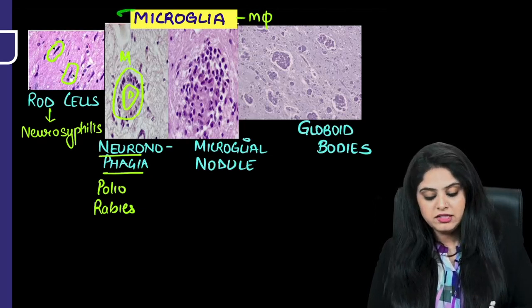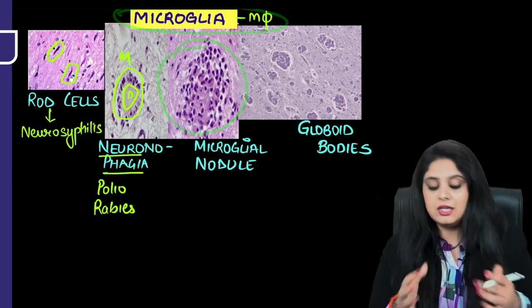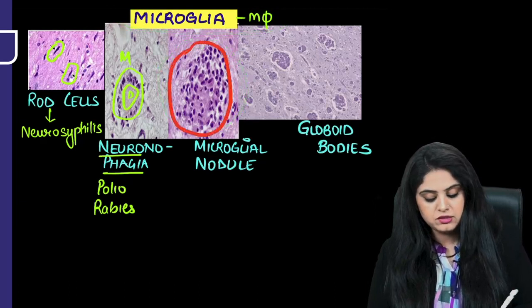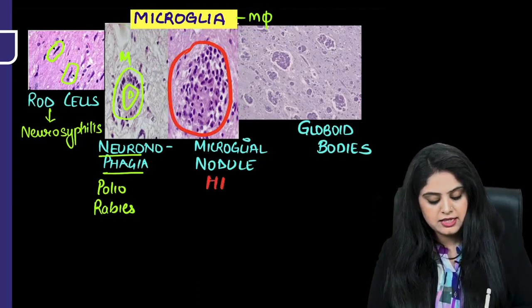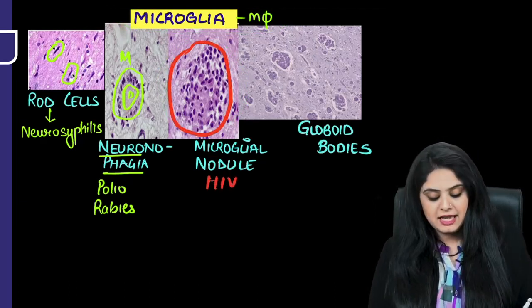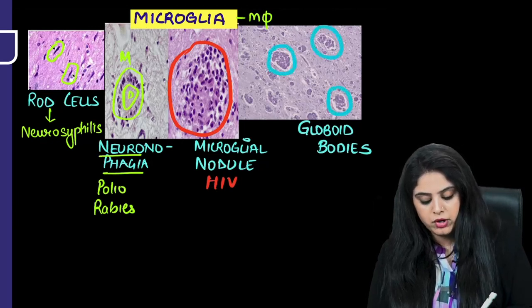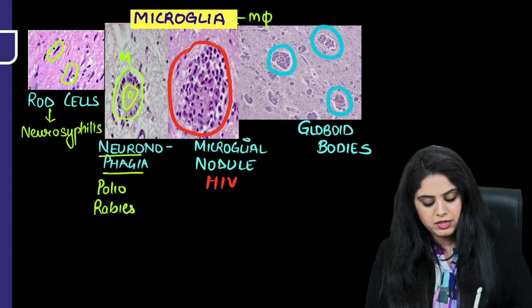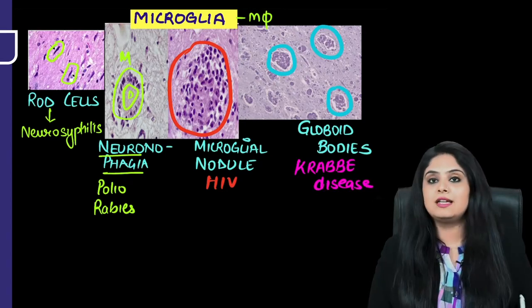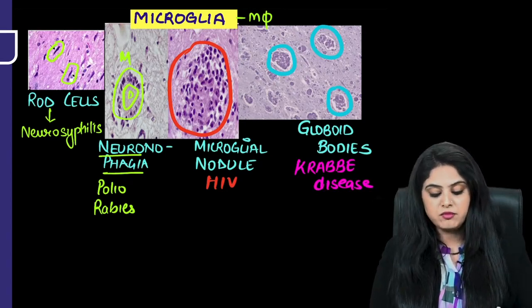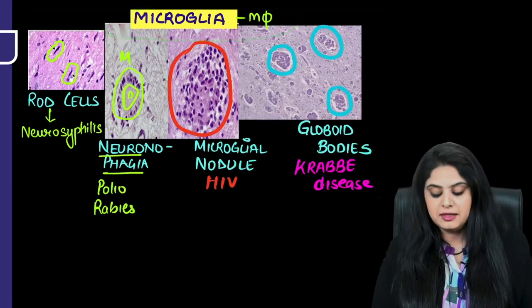If you see that all these microglia have made a nodule, a cluster, a syncytium, that cluster is known as a microglial nodule. That is what you see in HIV. And finally, if you see that they've made something called globoid structures or globoid bodies, that is something visualized in a lysosomal storage disorder, which is Krabbe's disease. So globoid is seen in Krabbe's disease. These are all modifications of macrophages or microglia in the brain.